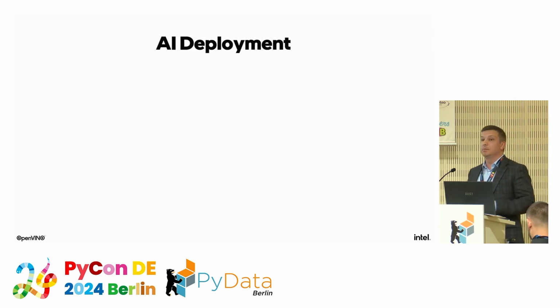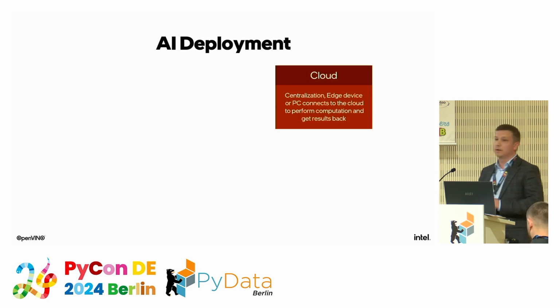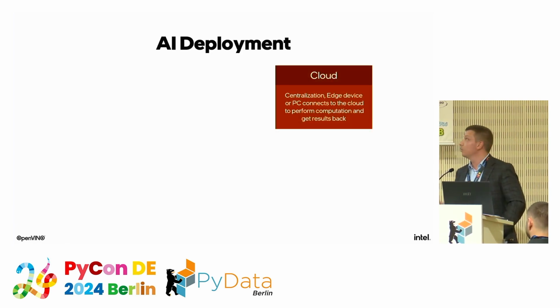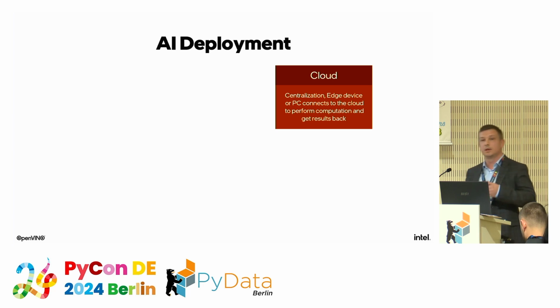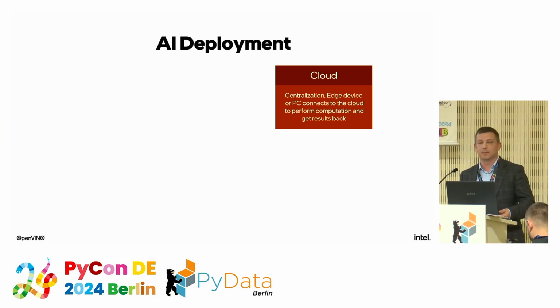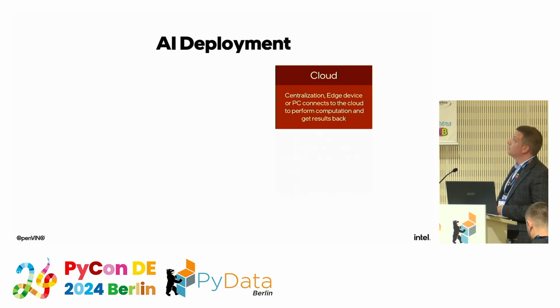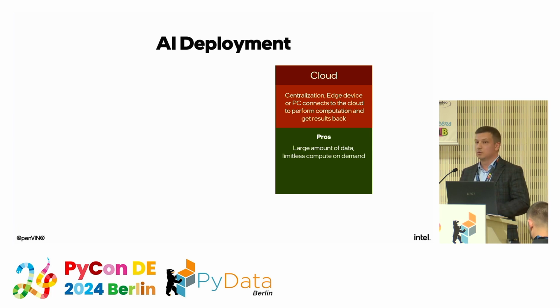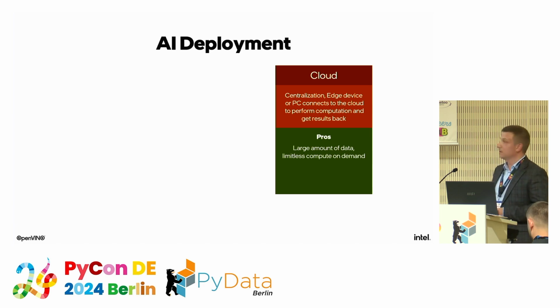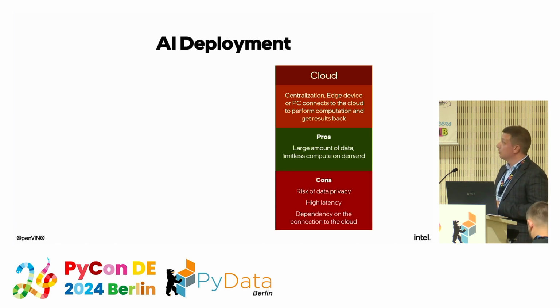And how can we deploy these use cases? Of course, we have the cloud, and this is a very popular approach right now. The model is executed in the cloud, and a PC or edge device connects to the cloud, requests the results, and gets them, while the execution is done in the cloud itself. What is the advantage of such a solution? The cloud can handle a large amount of data, first of all, and in the cloud we have limitless compute on demand, right? But we have some cons here as well.